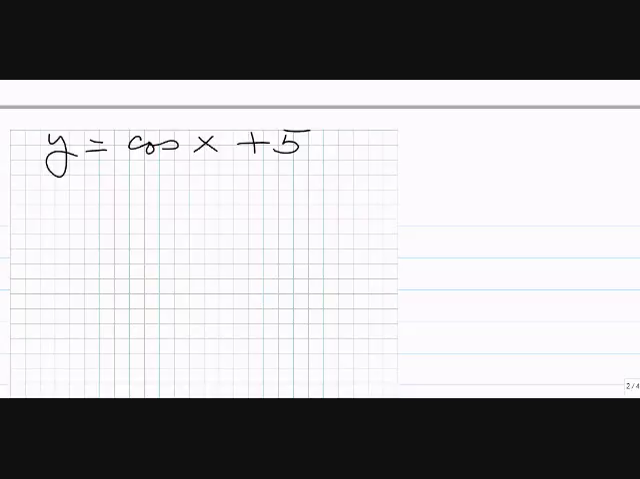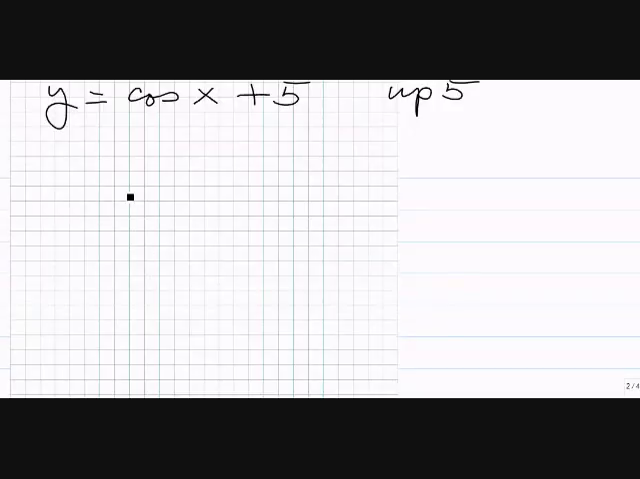Up and down shift. I have a vertical shift. So this is going to be the same thing as the cosine of x moved up 5. I'm going to graph very, very carefully on these. I tried this size graph today. I think it's okay. So I'm going to scale my graph in a particular manner.